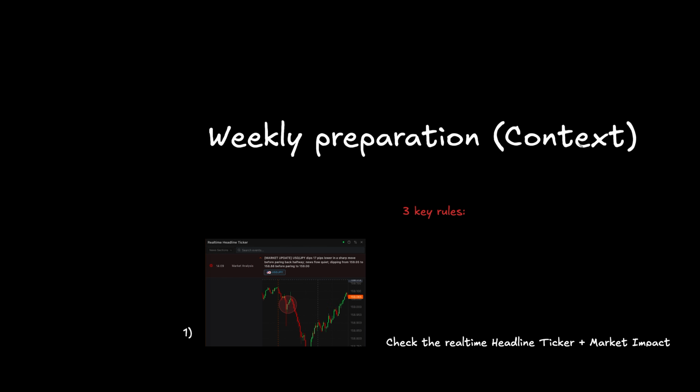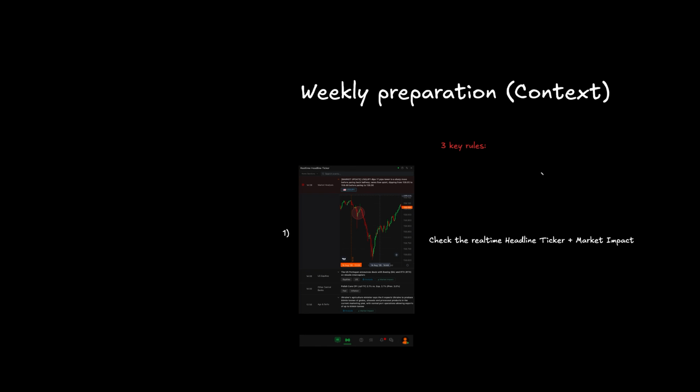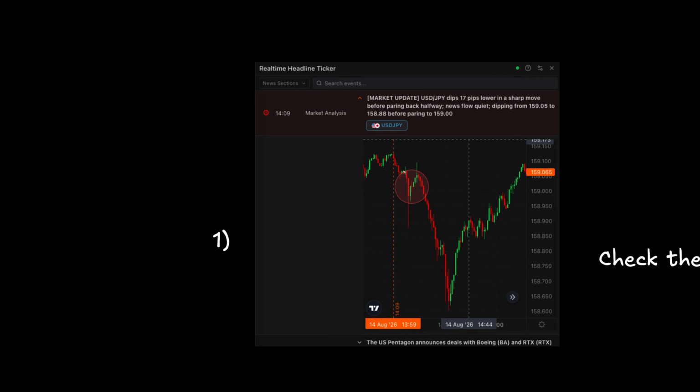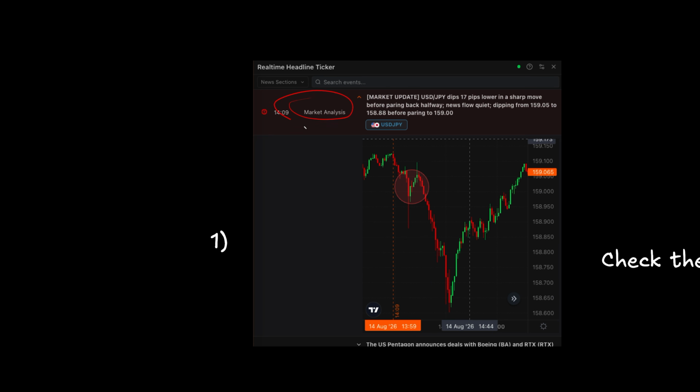And now I'm going to talk about something different, which is the context, because you always need to adapt to the context. And for that, you have 3 key rules. The first one is check the real-time headline ticker plus the market impact. Inside Prime Terminal, you can now understand the impact on the market. So let's take this headline, okay? USDJPY dips 17 pips lower. Okay, boom. You have this bubble, you know exactly when this happened, and you have the movement after. So you know if it's something important for the market and if something changed, the direction changed or not. So you can better filter the noise and the impactful event.